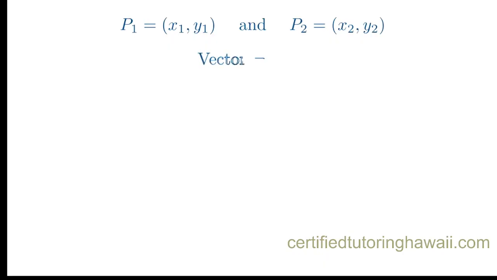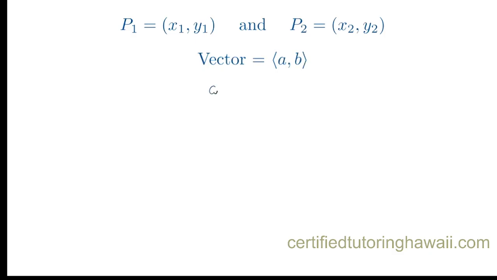Now let's see how we can place a vector in a 2-dimensional coordinate plane using its starting and ending points. Suppose we have 2 points, P1 and P2. We can define a vector that starts at P1 and ends at P2. This vector is denoted with an arrow over the letters P1P2. To describe this vector using components, we find the change in the x-coordinate and the change in the y-coordinate. These are called the components of the vector.